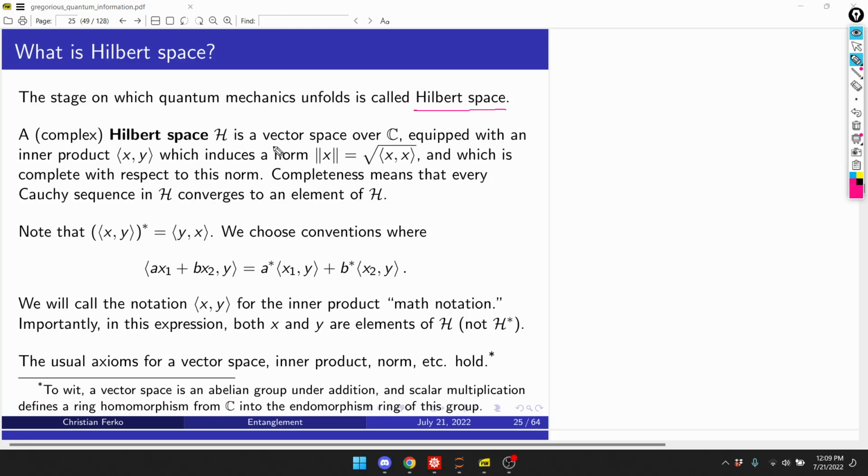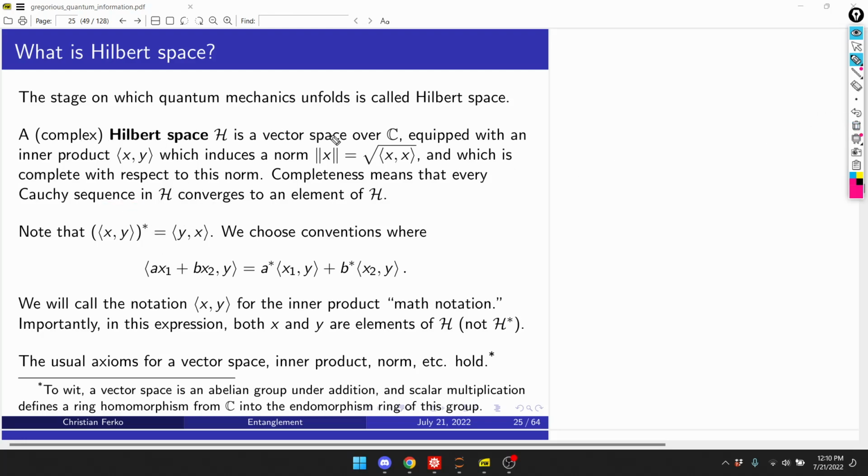So a complex Hilbert space is a vector space over the complex numbers. It has an inner product, so it's a way of pairing two elements to get a number. If you pair a vector with itself and take the square root, that gives you a number which can be interpreted as a norm. It satisfies the axioms for a norm. And we assume the Hilbert space is complete with respect to that norm. So what does completeness mean? It just means every Cauchy sequence, so a sequence of elements of H with the property that the distance between subsequent points in the sequence is converging to 0, every such sequence also converges to an element of Hilbert space. Okay, great.